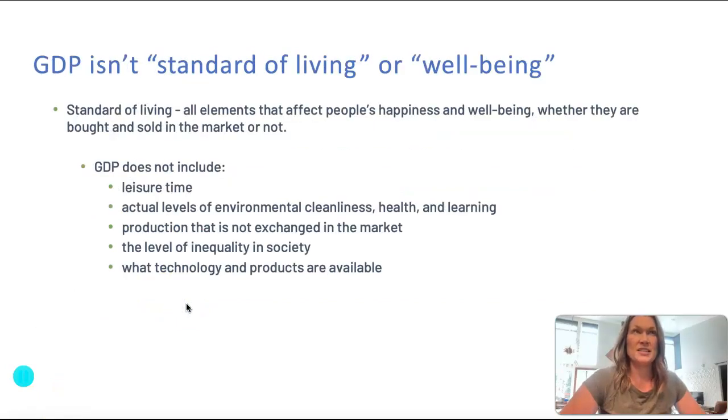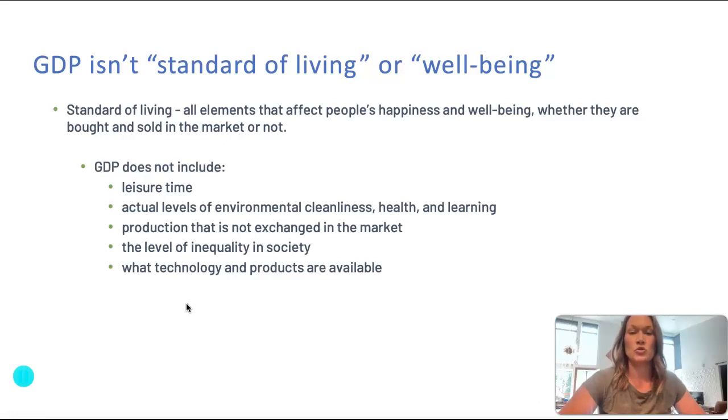While GDP does give you a crude measure of how much economic activity is happening in a place, it doesn't really give you a direct indication of the standard of living in a place. Usually as GDP per capita increases, the standard of living increases in a place. And what do I mean by a standard of living? The standard of living includes all elements that affect people's happiness and well-being, whether they're bought and sold in the market or not.